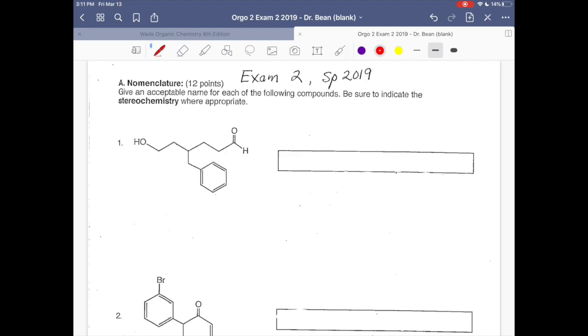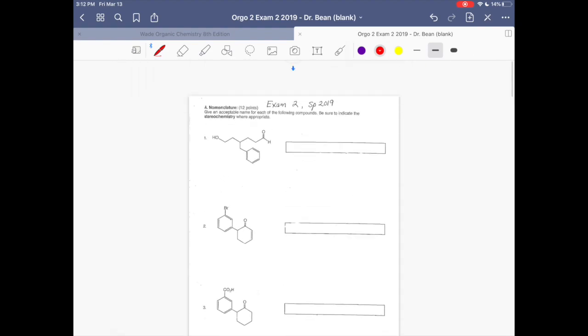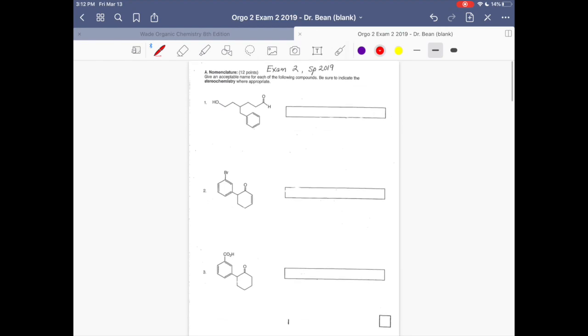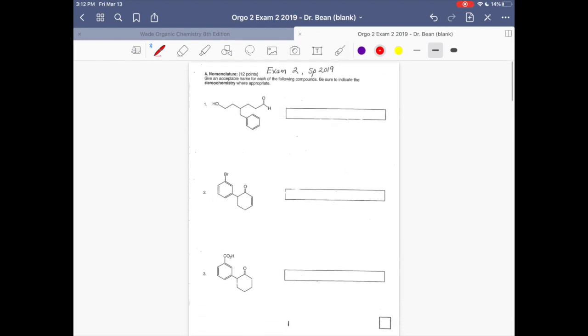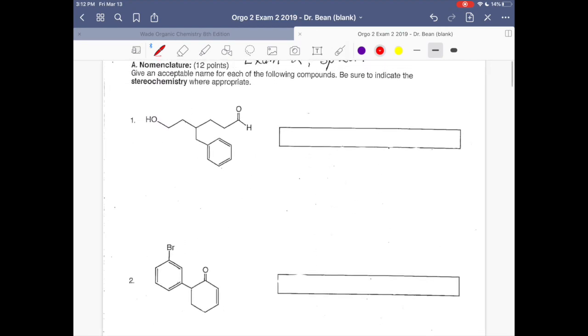I'm going to be running through the Orgo 2 Exam 2 2019 for Dr. Bean. I'm so sorry that we're not going to be able to have the Orgo reviews in person, but hopefully this will be of help for you guys and you guys are staying safe and healthy. We're going to run through the entire thing from start to finish, of course beginning with nomenclature. So let's get to it.